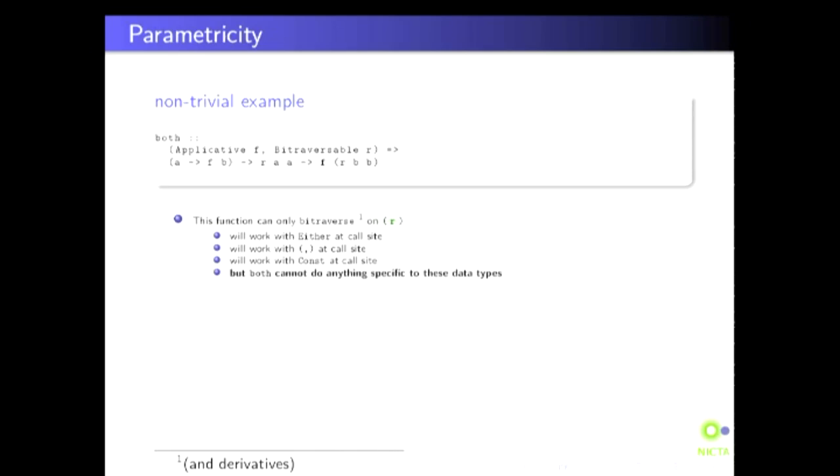But the both function doesn't do anything specific to those types. For example, Either has two constructors called Left and Right. Does this function inspect the Either value for Left or Right? The answer is no, because it will not compile. It cannot possibly. But if I substitute R for the word Either, so that it's now a concrete data type, the answer is I don't know. No one knows. I can't tell from the type.